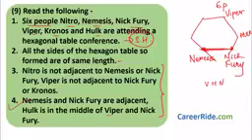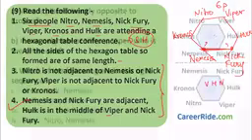Nitro is not adjacent to Nemesis or Nick Fury. Nitro will not come over here. Nitro will be here. Which one is remaining? Kronos is remaining. Write it. Okay. We got the position. Now we started arbitrarily from this corner. You can start anywhere. There are many possible combinations for this, but the sequence will always remain like this. So now let's move on to the questions.